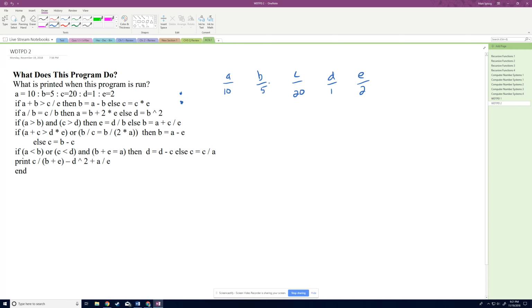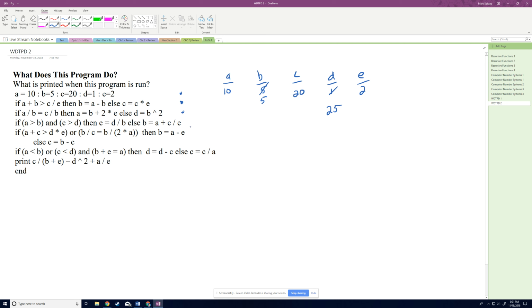So we're going to set B to A minus B. Well, A minus B is 5. So I'm actually just changing it from 5 to 5. Again, it didn't actually change, but it did. Cool. All right. So if A divided by B equals C divided by B, so A divided by B is 2. C divided by B is 4. So that's not true. So we're not going to do the then part. We're going to say else and do the next part. So we're going to change D to B squared. So 25.